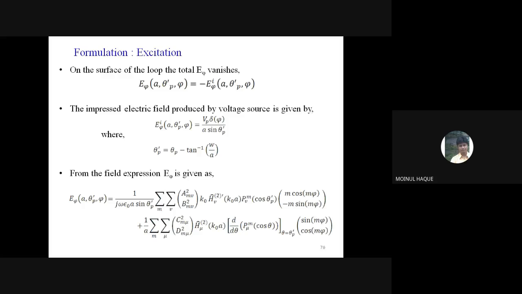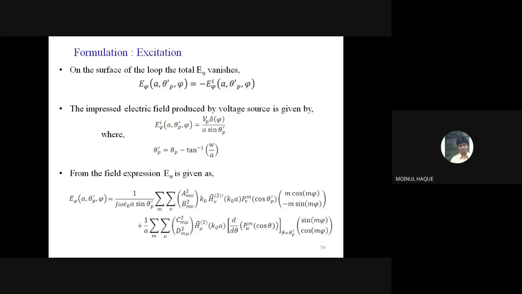Okay, now next page. Is it visible or not? Yes, sir. Visible.